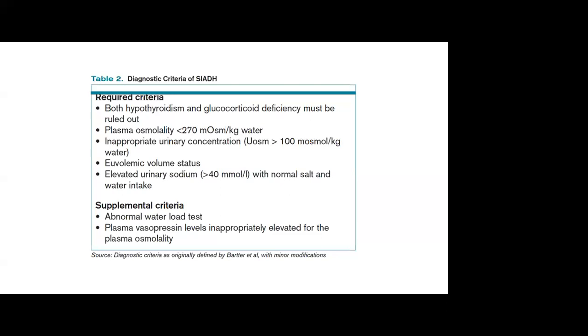So the diagnostic criteria, very, very important. SIADH is a diagnosis by exclusion. You need to have entertained other things and satisfied yourself that there isn't any hypothyroidism, there isn't any glucocorticoid deficiency. The plasma osmolality needs to be less than 270, there needs to be an inappropriate urinary concentration of at least above 100, the patient needs to be euvolemic, and you need to have an elevated urinary sodium of at least above 40. The others are supplementary parts of the criteria, such as an abnormal water load test or a plasma vasopressin level that is inappropriately elevated. So it shouldn't, in most cases, be your first go-to diagnosis. You need to have satisfied this prior to coming up with the diagnosis of SIADH.